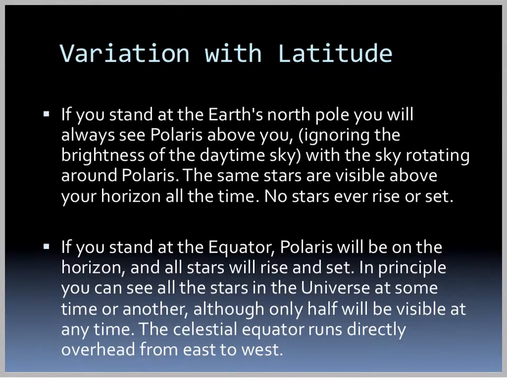If you stood at the Earth's North Pole, you'd always see Polaris directly above you, ignoring the brightness of the daytime sky, of course, with the sky rotating around Polaris. The same stars are visible above the horizon at all times. No stars ever rise or set if you're at the North Pole. If you stand at the equator, Polaris is right on the horizon, and all stars will rise and set. In principle, you can see all the stars in the universe at some time or another, although only half will be visible at any time. And then the celestial equator is going to run directly overhead from east to west.